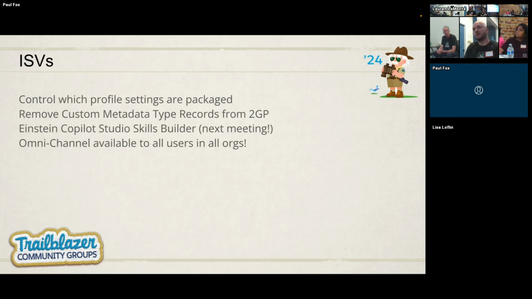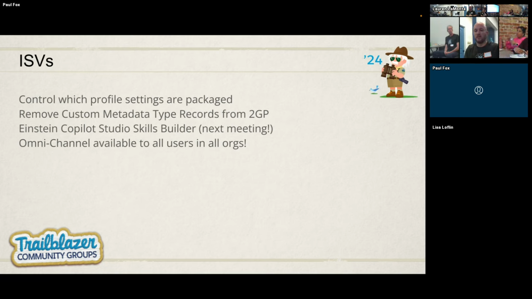Einstein Copilot is coming out, and for ISVs, we get the Studio Skills Builder, so that allows us to build prompts and do some other things that help train how our apps interact with Einstein Copilot. And next month, just before the salary survey meeting, we will be at the Salesforce offices on Friday, February 23rd. And Grace Donnelly, one of their technical architects, will be presenting on Einstein Copilot and a couple other things. So definitely check out that meeting.